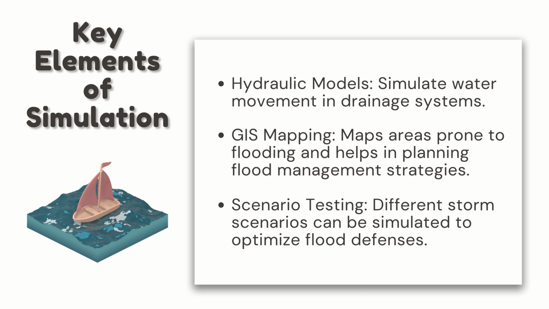Now, let's look at the key elements of urban flooding simulation. Hydraulic models simulate water movement in drainage systems. GIS mapping identifies flood-prone areas for better planning. Scenario testing helps optimize flood defenses by simulating different storm conditions. Together, these elements enhance flood prediction and management.